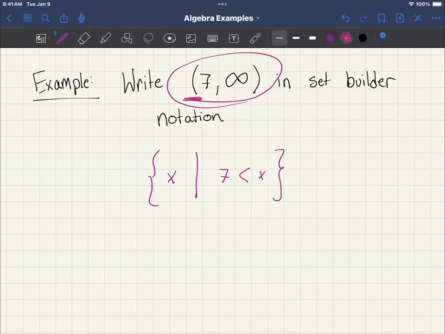And then we close our squirrely bracket, and there you have it.